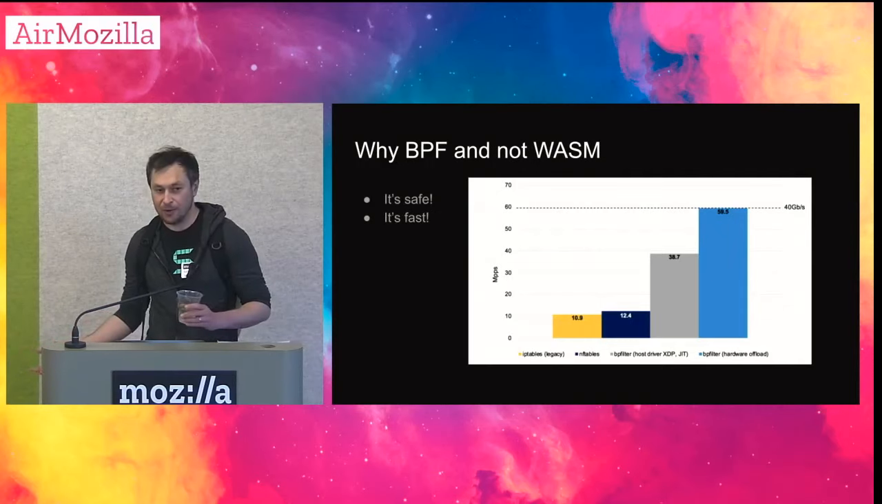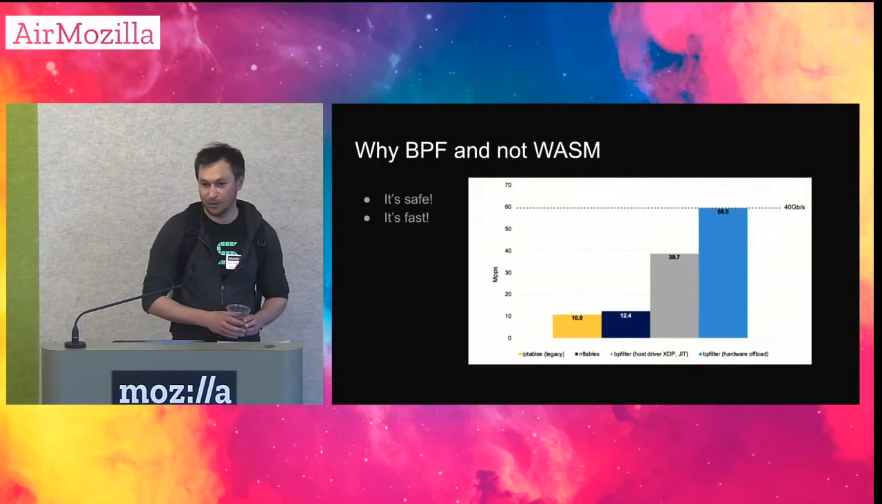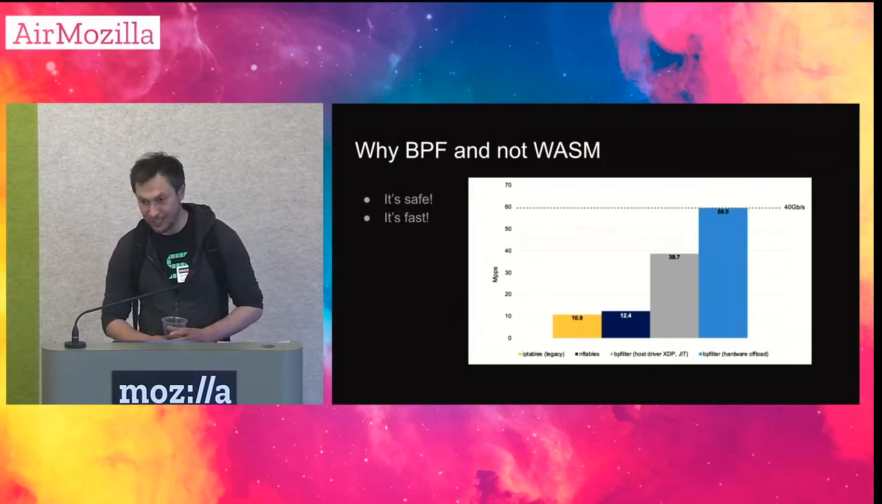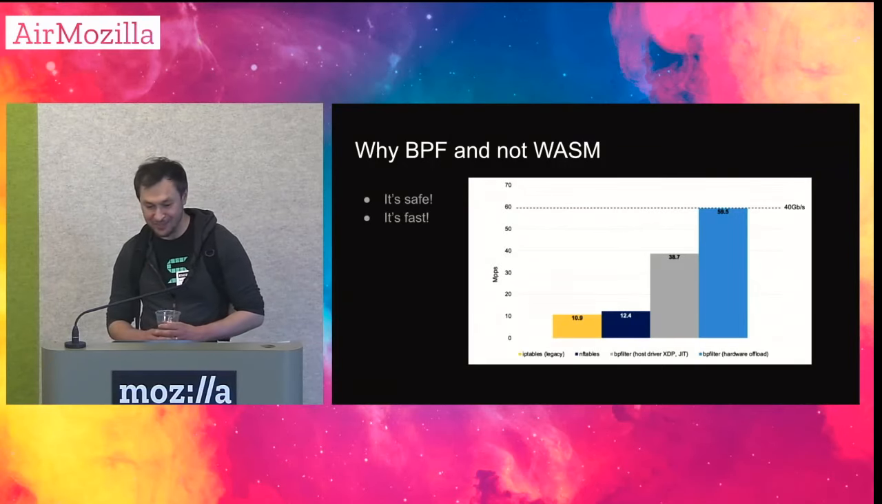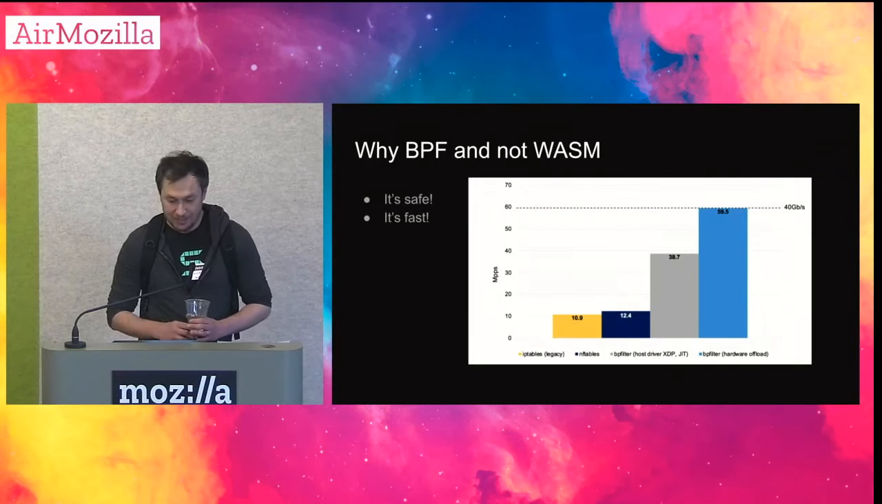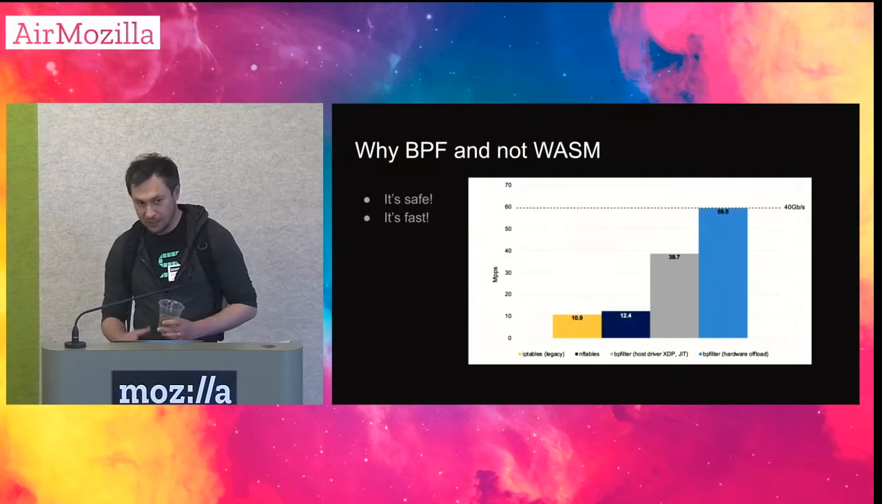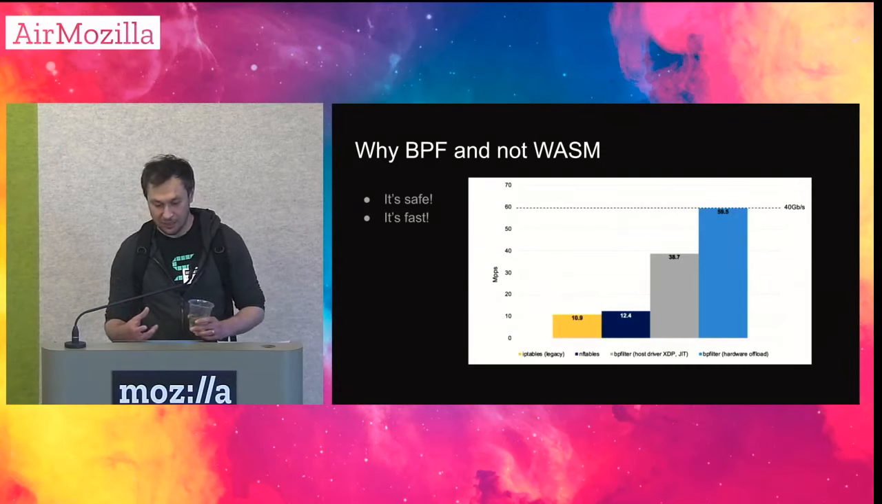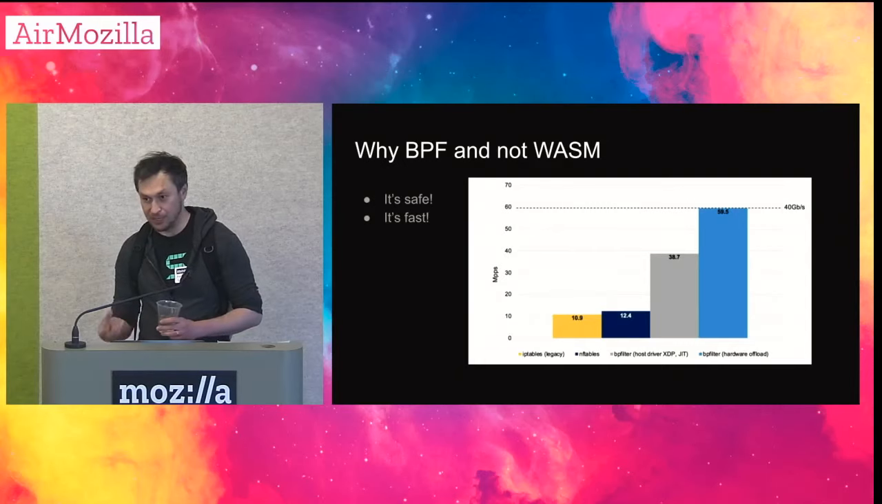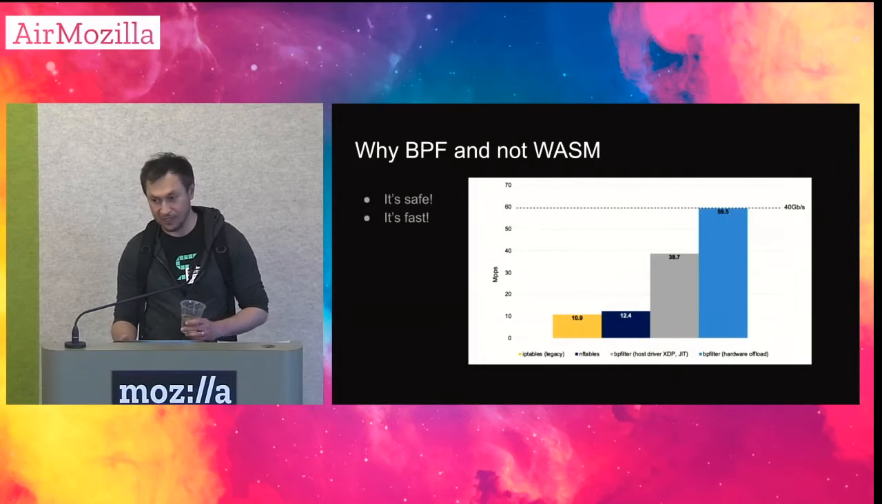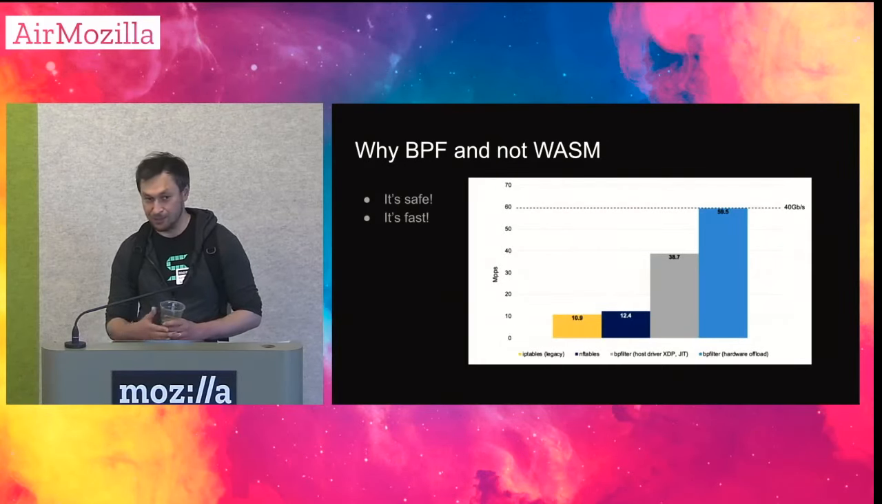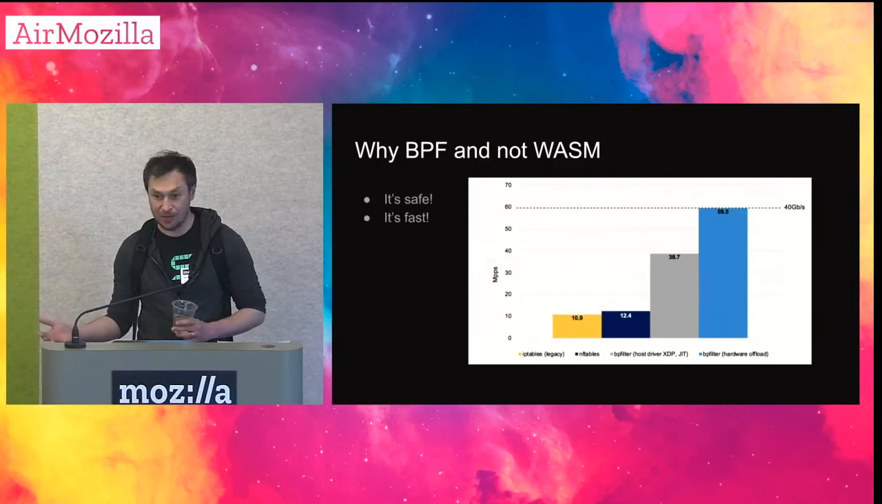Why BPF and not WASM? So WASM is kind of this big cool thing, new bytecode, new stack-based VM. BPF has been used in production on a single machine, single socket, to process 60 million packets per second, so 60 million events per second on a 40 gigabit network. It's a big pile of data, a massive amount of events.